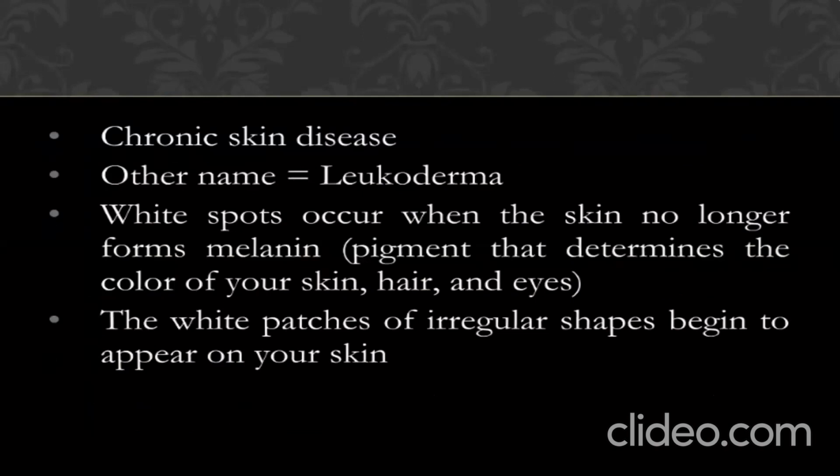It is a chronic skin disease, and its other name is leukoderma. The white spots occur when the skin no longer forms melanin. White patches of irregular shape begin to appear on the skin.